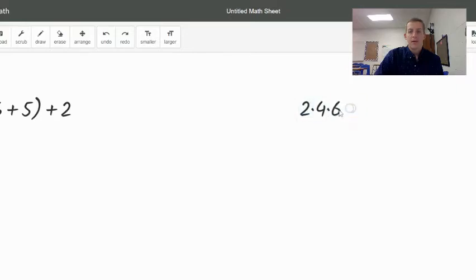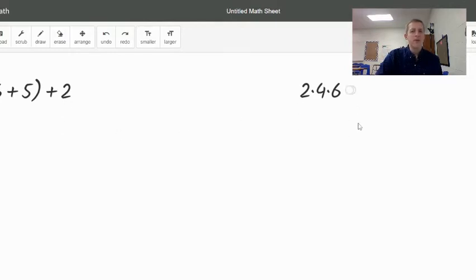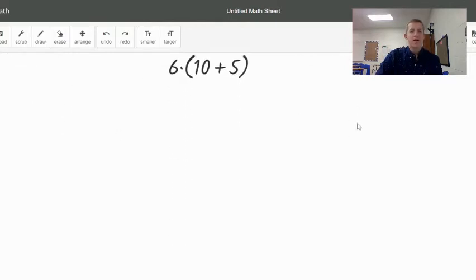But the biggest difference is that you have to make sure that the operation is the same all the way across. What if the operations are different? So we have 6 times 10 plus 5. We have a couple options here.